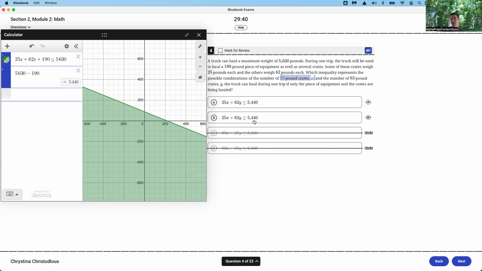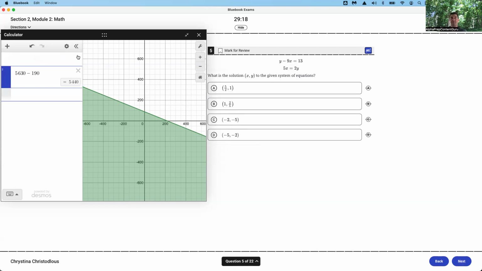And then you'd be like, wait, how did we get 5440? But the answer is because you have to take into account the weight of that piece of equipment. And so now you know that it has to be less than or equal to because it has a maximum weight. So the total weight has to be less when you add them all up than the total weight we could possibly have, less than or equal to. But it couldn't be above it. That wouldn't make sense. So the answer in this case is A.